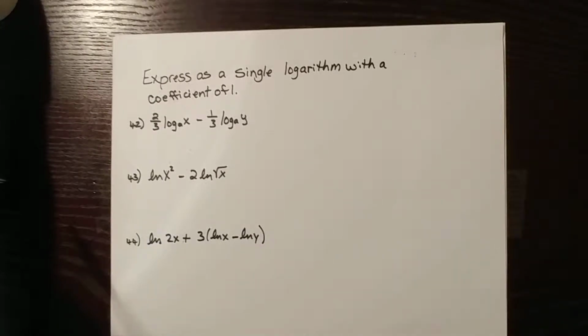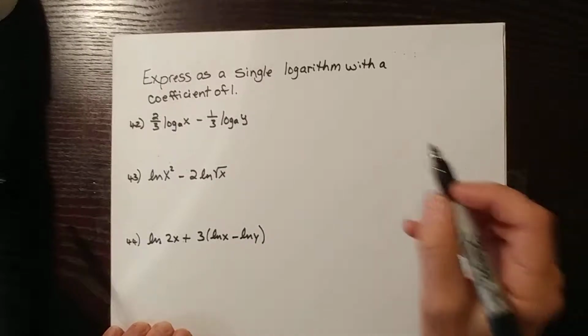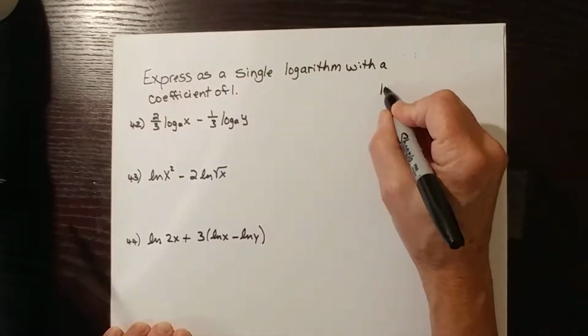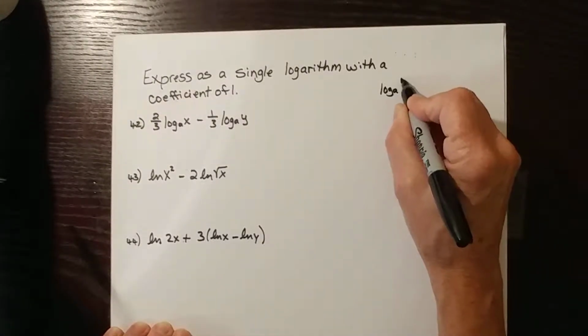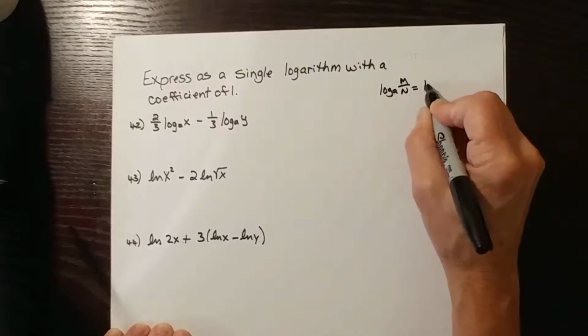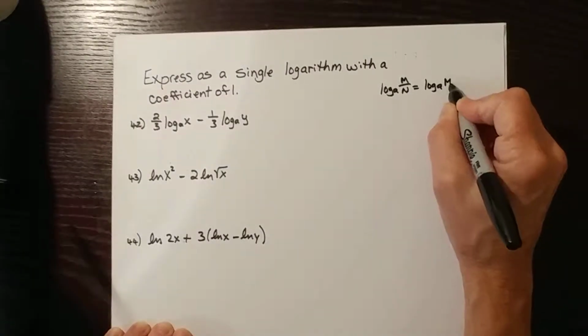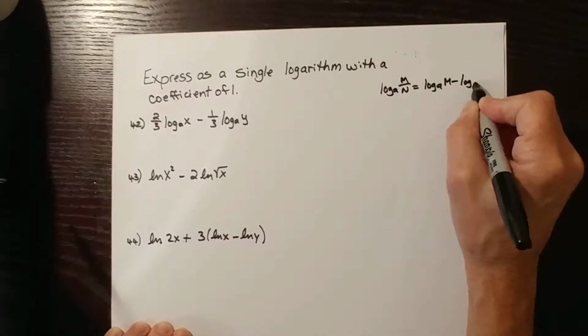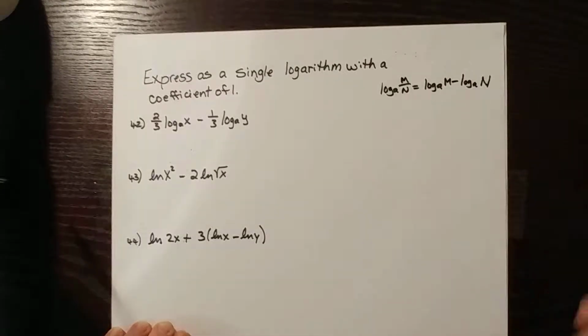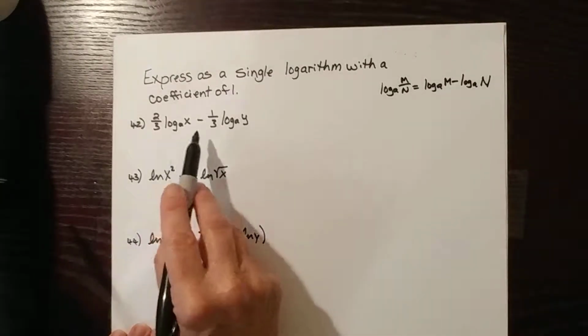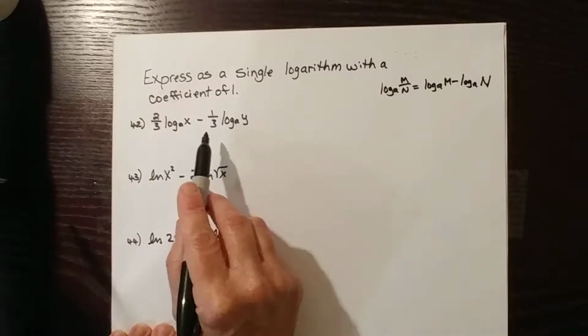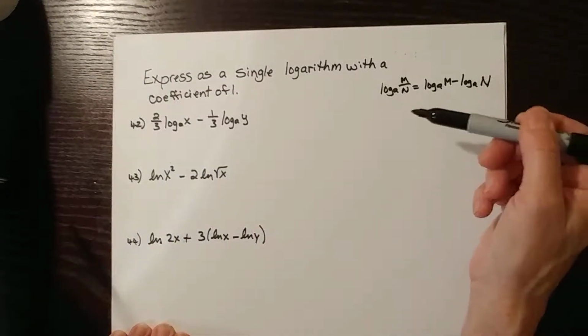If you look at the green worksheet that we had in class, you can see that there is something called the quotient rule that says log base A of m over n is equal to log base A of m minus log base A of n. That's the one we're going to use first for 42. We're going to rewrite this, only we're going to go backwards. We're going to go this way.